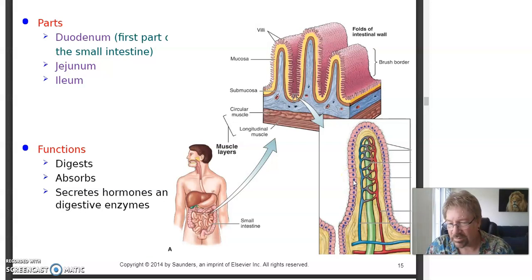Now I can't use the excuse I'm tired today. Lymphatic vessel. Doggone it.